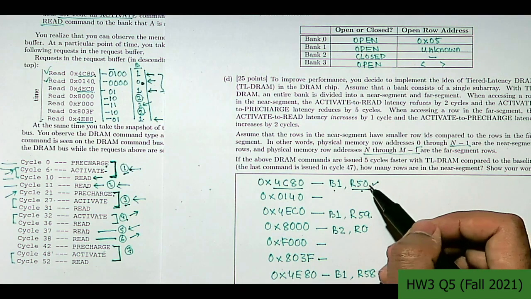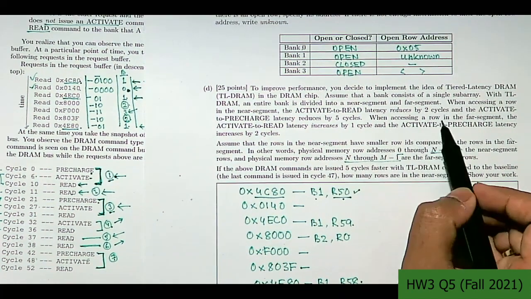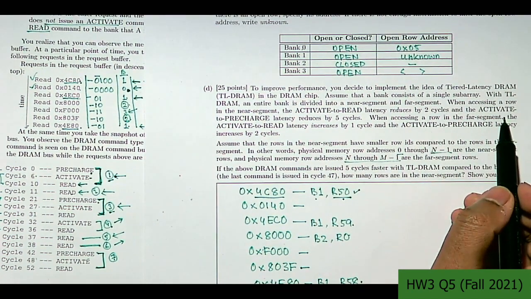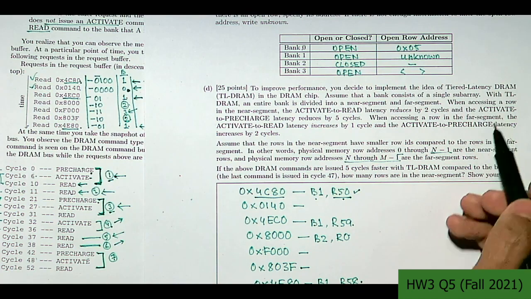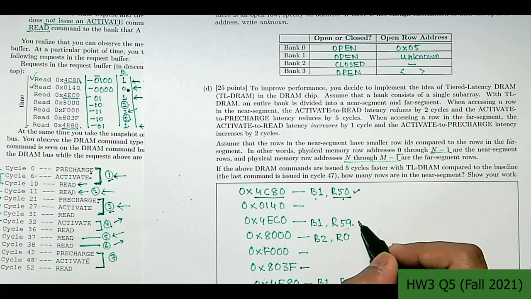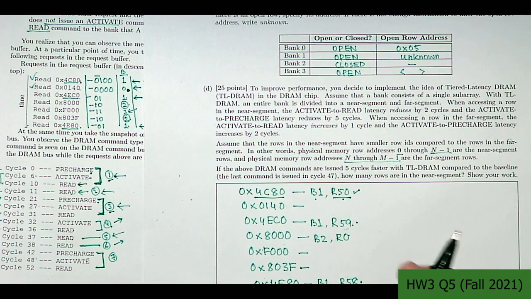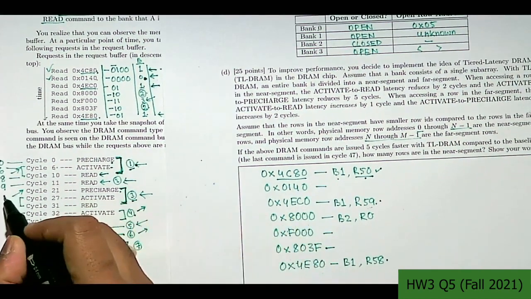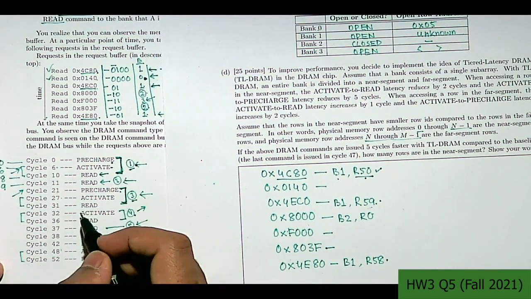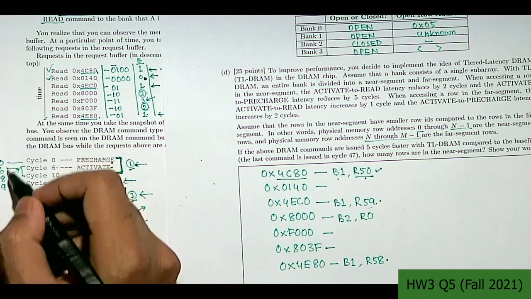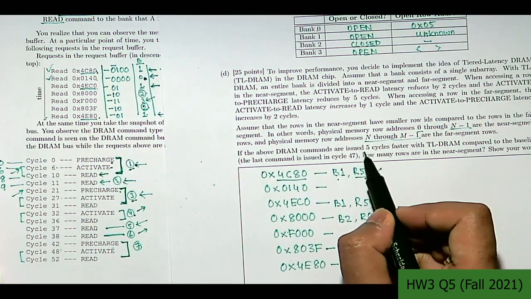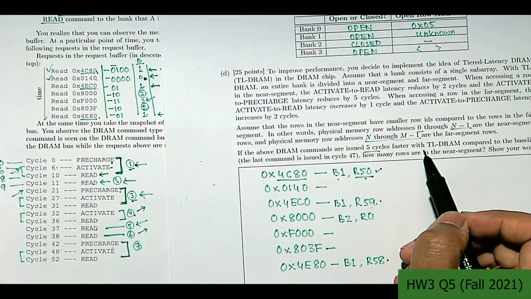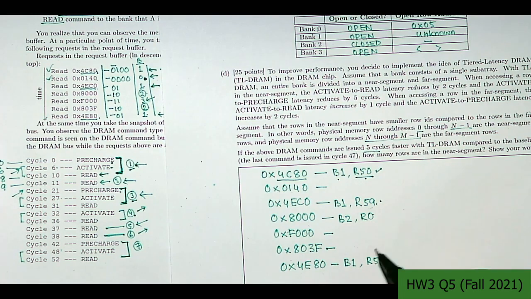Okay? So any access to the near segment comes with 2 benefits, activate to precharge and activate to read. Some cycle savings, okay? Anything on the fast segment, which I considered to be this one and this one, comes with a penalty, some access penalty. Make sense? So right now, I'm just trying to figure out whether my intuition is correct by getting the timeline. If my timeline doesn't match this constraint, that you have 5 cycles faster, then I will roll back and consider some other row to be the boundary. Does that make sense? Okay.